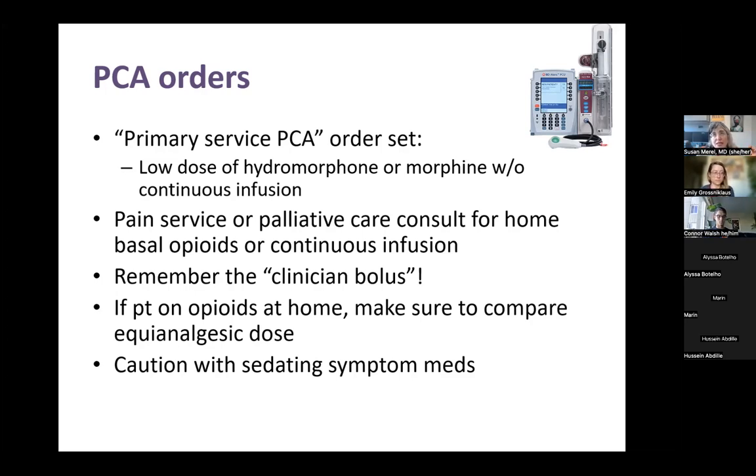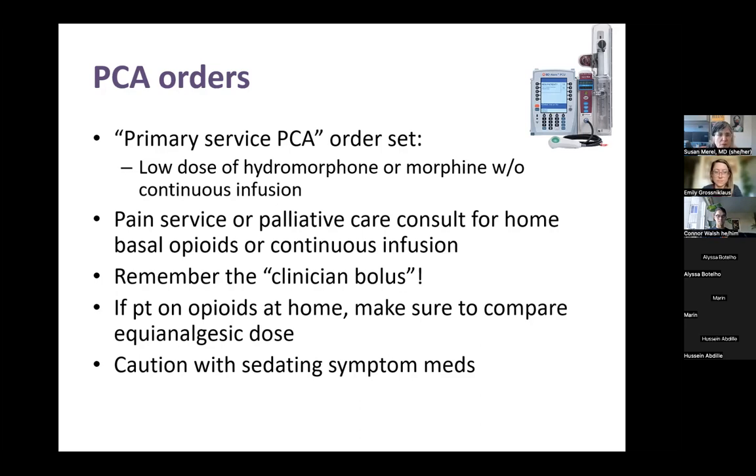If you are taking care of a patient who is on a PCA and you are called to say, gee, their pain is not controlled, the first question to the nurse as you're walking over there should be whether they have used their clinician bolus. Every once in a while, a nurse will forget that they can do that, and then the problem will be basically solved.